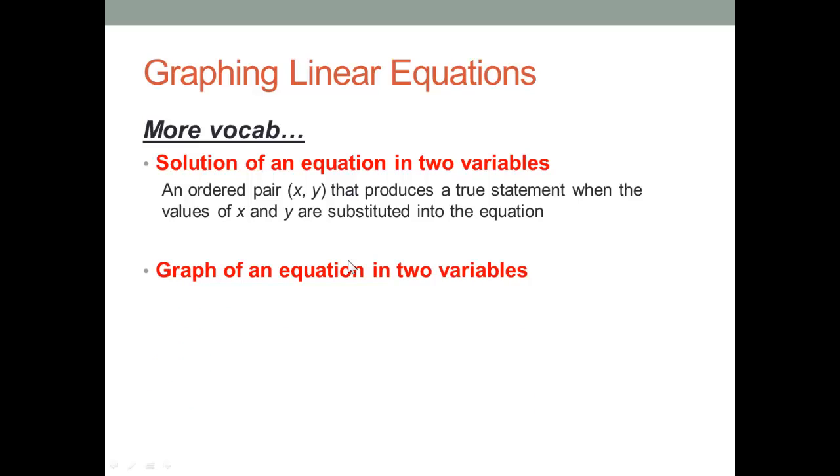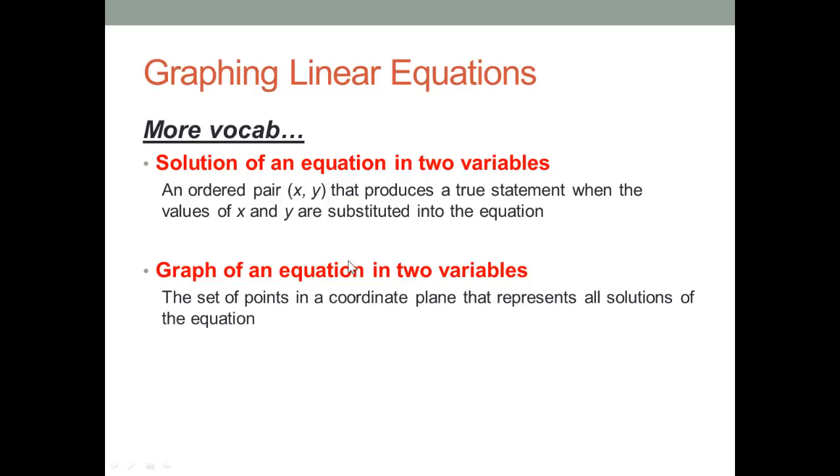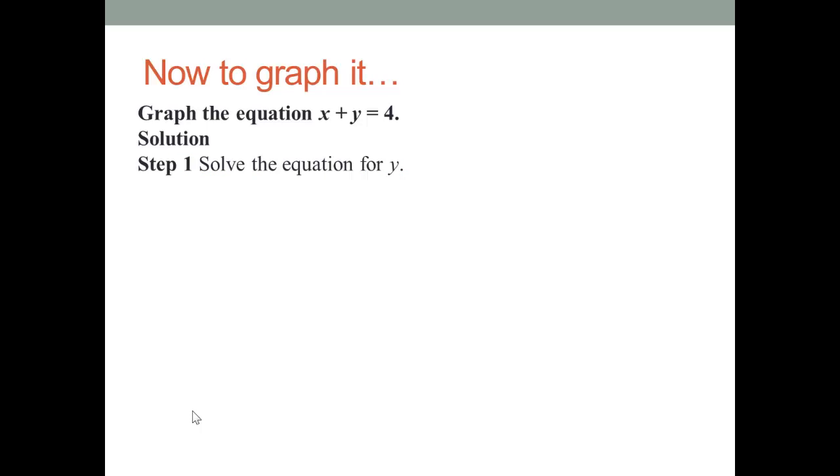Graph of an equation in two variables. It's a set of points in a coordinate plane that represents all solutions of the equation. I touched on this earlier when we were talking about equations and how it relates to graphing. But you'll kind of get the hang of this, the vocabulary and whatnot, and what it means as we go on. And finally, a linear equation. A linear equation is an equation whose graph is a line. Notice there's line and linear, so you see the line part right there. Okay, so that's your first clue that it's a line.